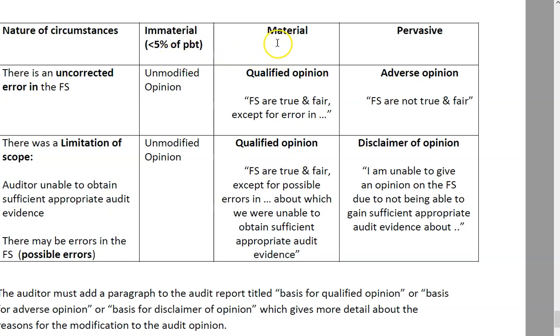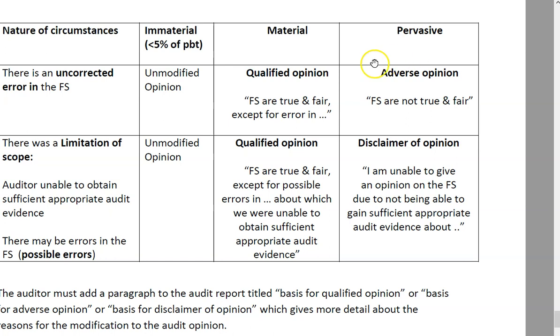And then it's pervasive if the financial statements as a whole are unreliable. If the error on its own, or if there are lots of errors, are enough to make the financial statements as a whole unreliable, then it's pervasive. So that's a very small error, a bigger error, and then lots of small errors all around the place, or one big error which really makes the financial statements as a whole unreliable, so that the user should not rely on them.